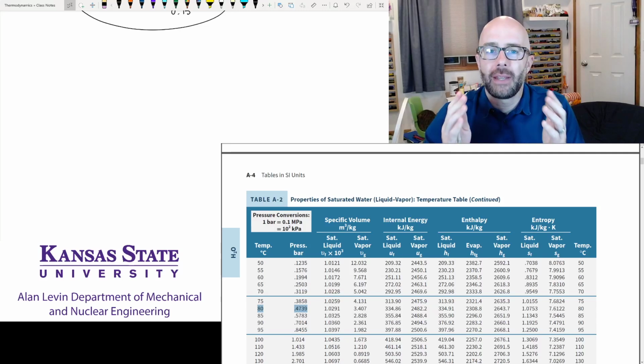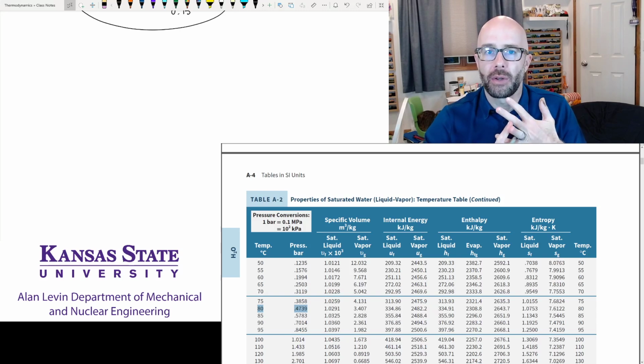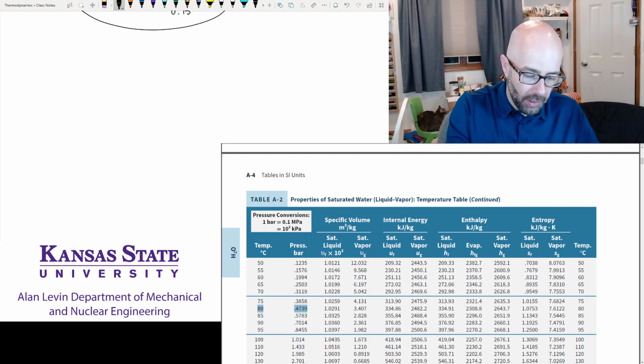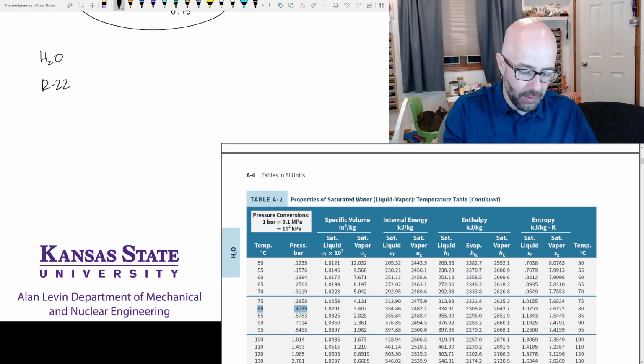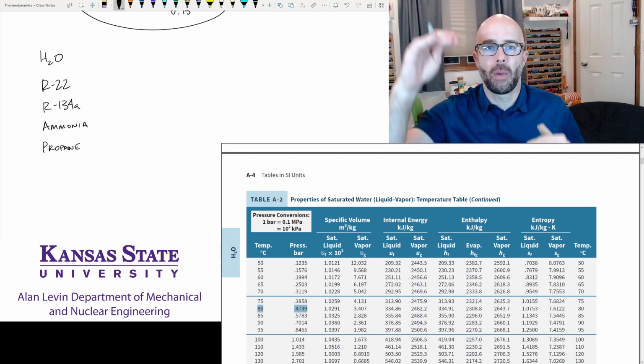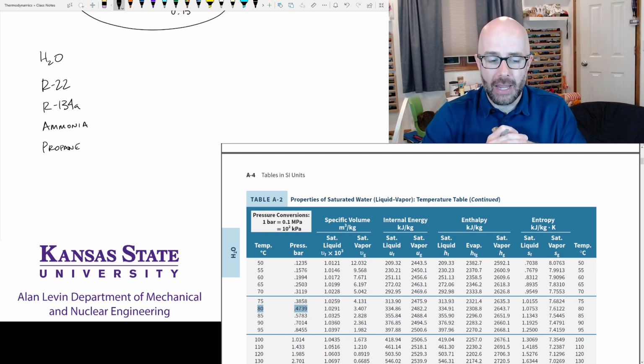So I want to tell you that everything that we've been doing so far that applies to water is also going to apply to all the other things that we're going to deal with in these tables here. You're going to see tables for water, for R22, which is refrigerant 22, R134A, ammonia, and for propane. Everything that you're going to see here, the way I handle things, finding out what the saturation line is, if I'm above it or below it, that's going to be the same for everything.